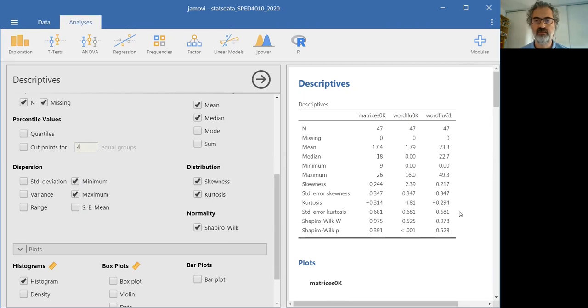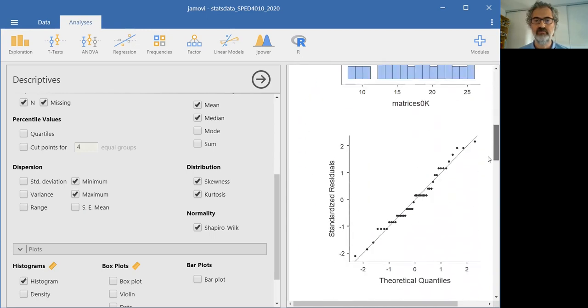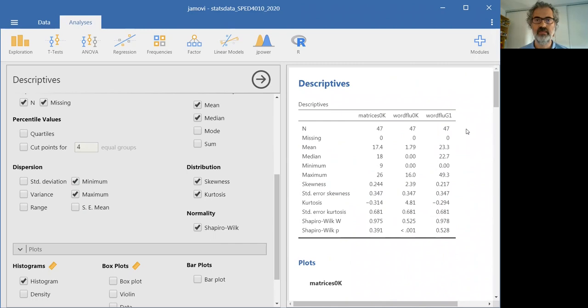And consistent with that, the Shapiro-Wilk test produces a low p-value for the second variable, which indicates that it is very unlikely we would have gotten this kind of distribution by sampling from a normally distributed population, whereas the p-values for the other two are quite high and no cause of concern. And that is all you have to do in order to produce the necessary information for evaluating the normality assumption in Jamovi.